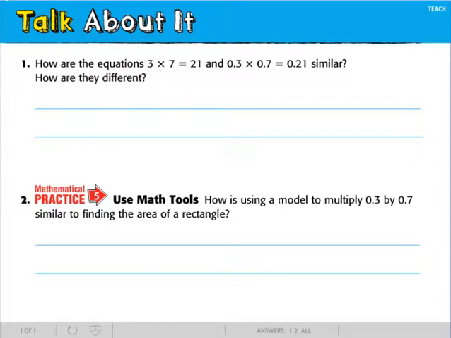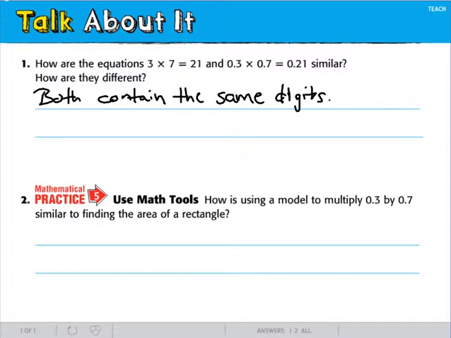All right, Isaiah, say that again, please. They're both the same. One just has a decimal. So they both contain the same digits, is what you're telling me. Right? The same digits. And then you said that one has a decimal.